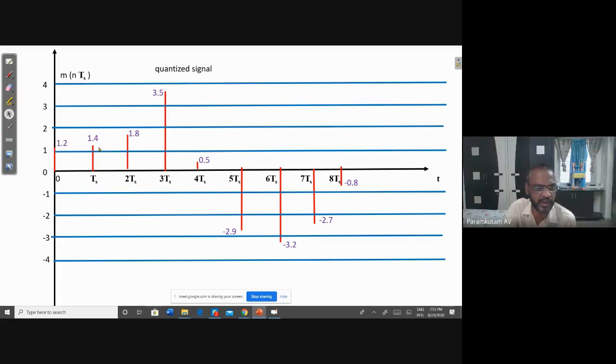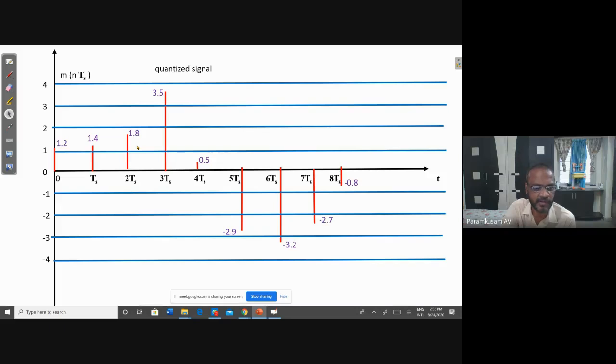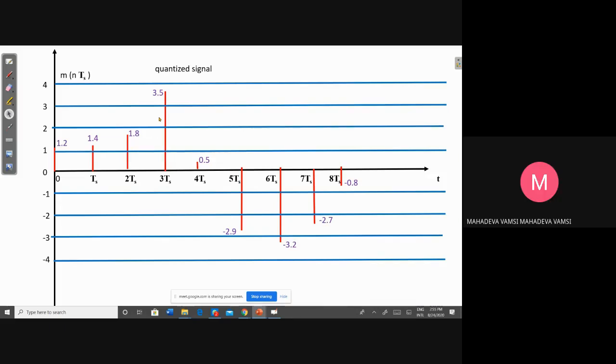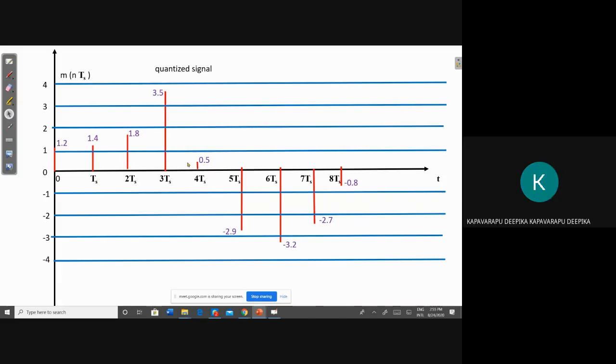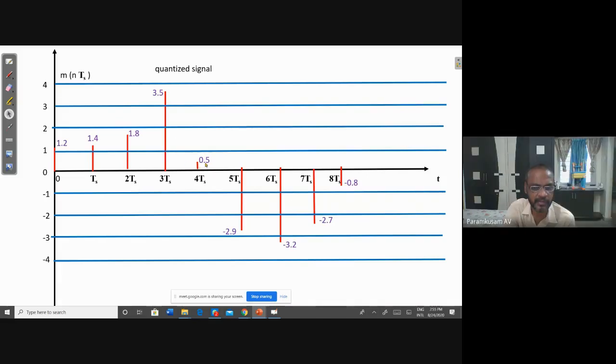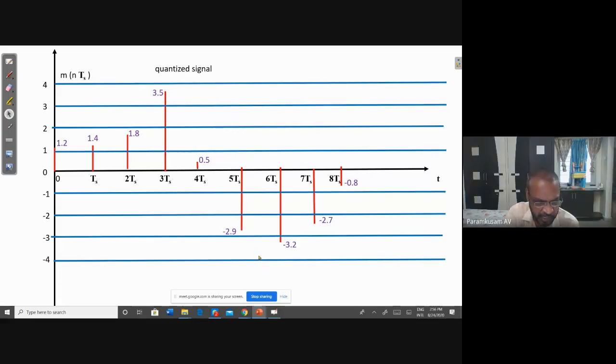Sir, 1.4 is in which interval? 1 to 2, sir. 1.8? 1 to 2, sir. 3.5? 3 to 4, sir. 0.5? 0 to 1, sir. Minus 2.9? Minus 2 to minus 3, sir. Minus 3.2? Minus 3 to minus 4.